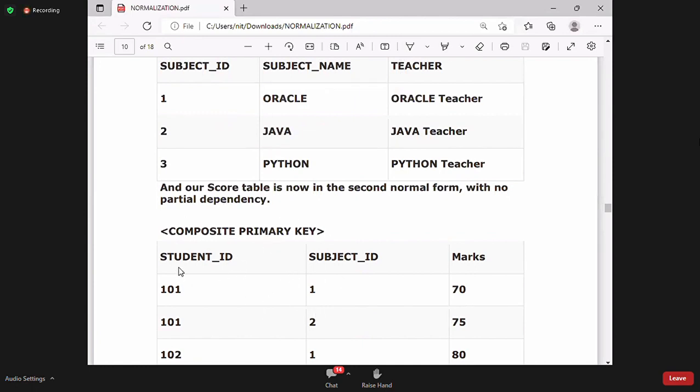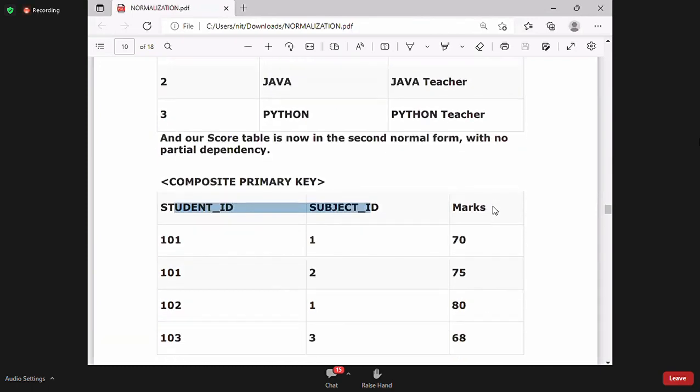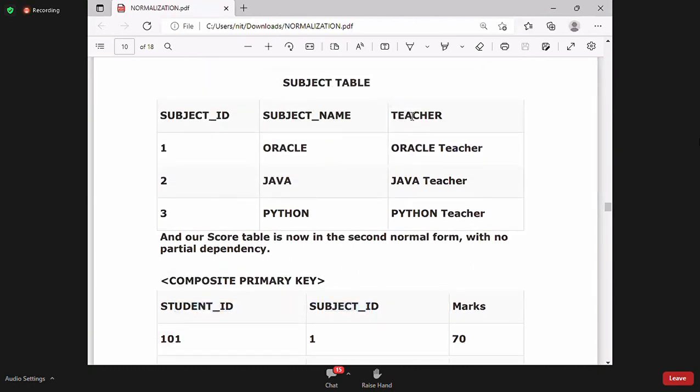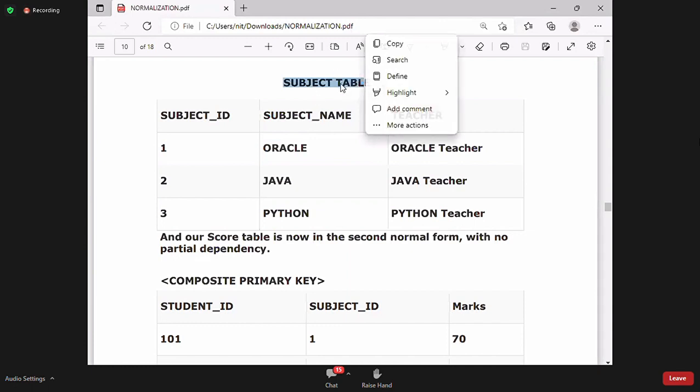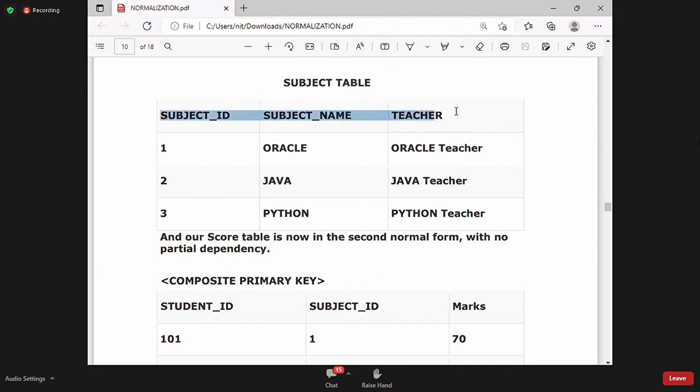In the Score table, I used Student ID and Subject ID. What did I keep here? Marks. Because marks is a fully dependency column, this column I didn't change. This column as it is, I'm keeping under the same table. But what did I remove here? Teacher. The teacher is removed and added into another table. That means I'm creating one more new table with the name Subject table. And in this table, what am I taking? Subject ID column, subject name, and teacher.